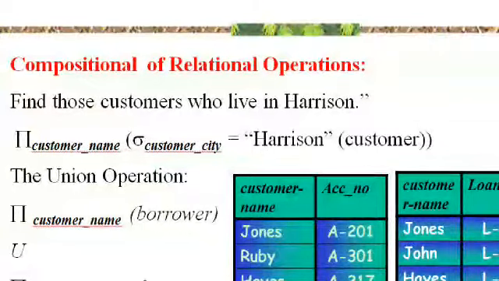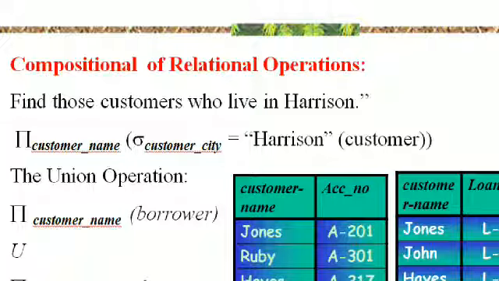Now compositional relational operation: if I want the combination of rows and columns, then how can you write the relational algebra? Here, find those customers who live in Harrison. There are two things given. The city of the customer is given, and we want to display the customers' names. So customer name is the column and the city name Harrison belongs to the row value. So here compositional relational operation is used.